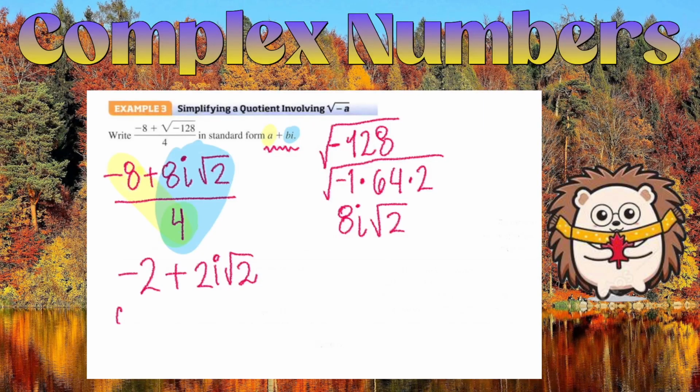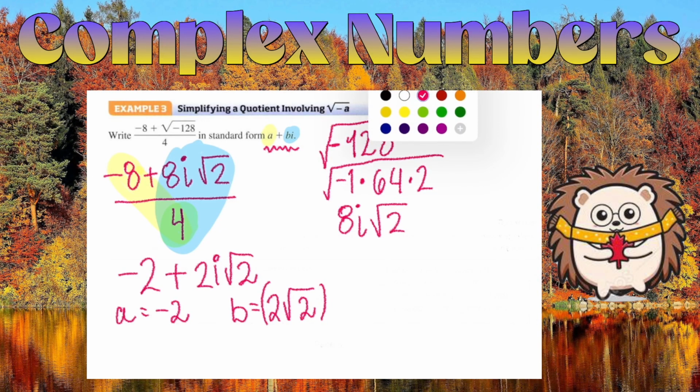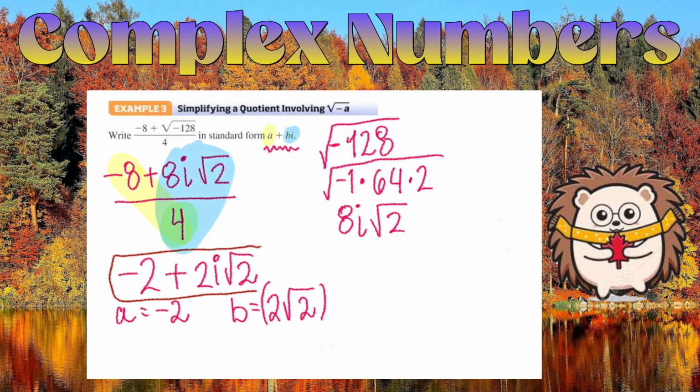So that means that a equals -2 in this situation. And that means that b equals 2 square root 2 in this situation. The i is next to it if you think of it that way, right? But we write it 2i root 2. Okay, so final answer, all finito, is this part right over here.